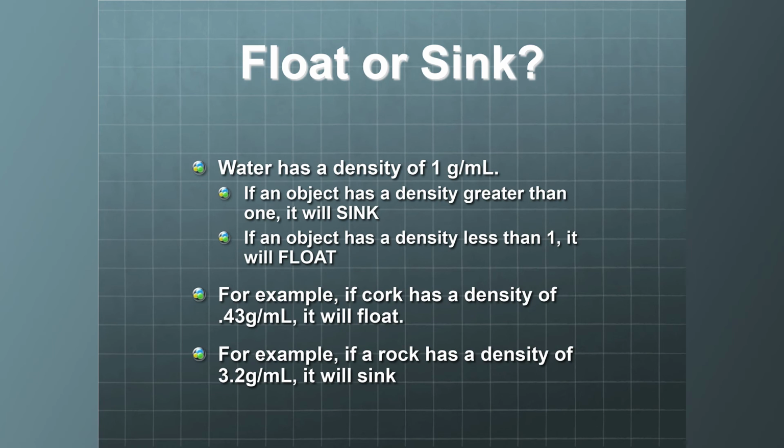Let's look at, though, whether things will sink or float. So we know that water has a density of 1 gram per milliliter. If the density of an object is greater than 1, it will sink in water. And if the density of an object is less than 1, it will float in water. For example, if something has a density of 0.43 grams per milliliter, it will float. And if a rock has a density of 3.2 grams per milliliter, it will sink.